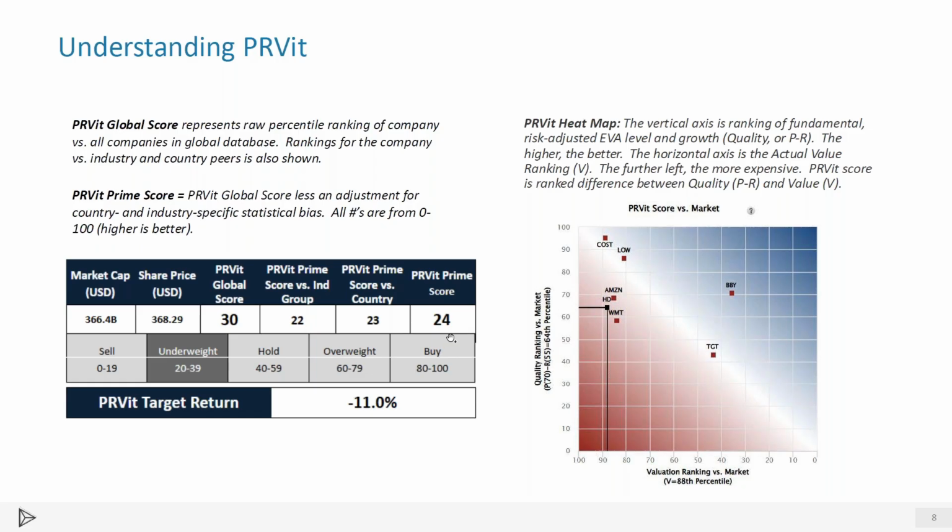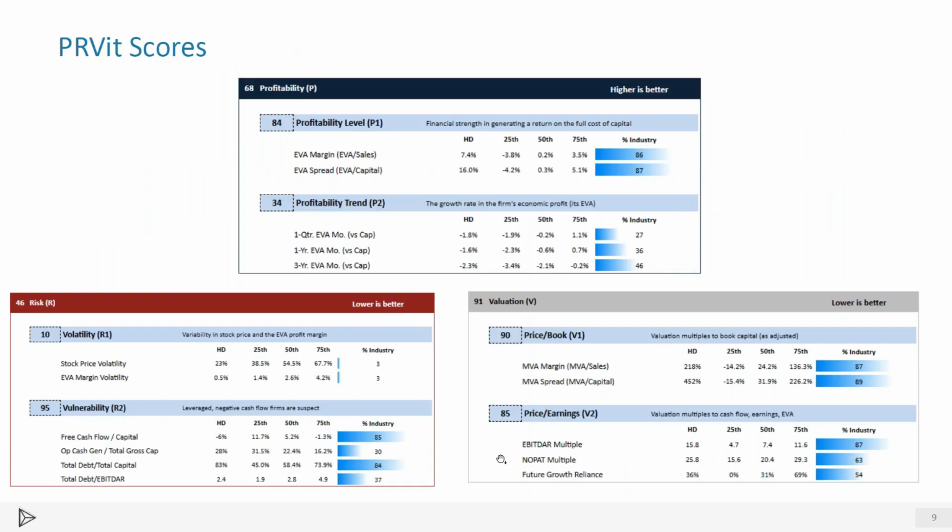Prove It is a score from 0, which is least attractive, to 100, which would be the most attractive. Those would be companies up here where they have really high quality and are really cheap. This breaks down the different components of the Prove It score. So again, profitability, risk, and valuation.